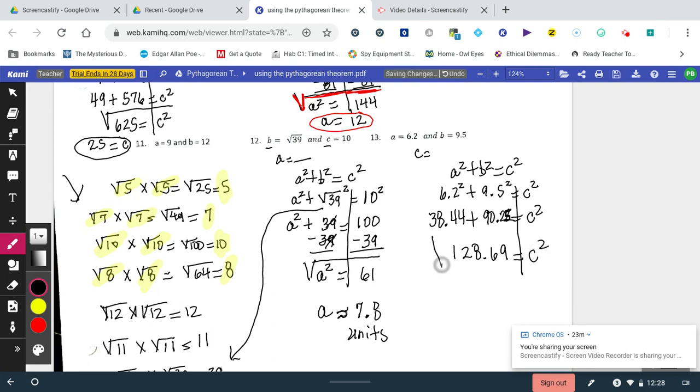So take the square root of both sides. The square root of 128 and 69/100 is approximately 11, and I'm approximating to the nearest tenth. So it's 11 3/10 approximately. That's C. And that's it, guys. Thank you for bearing with me.